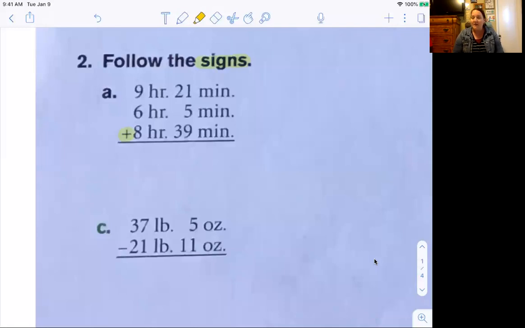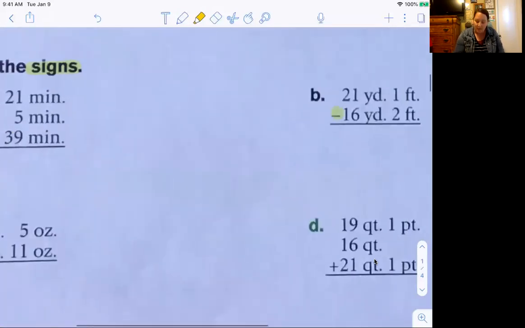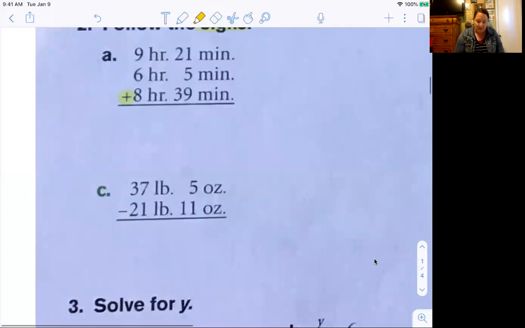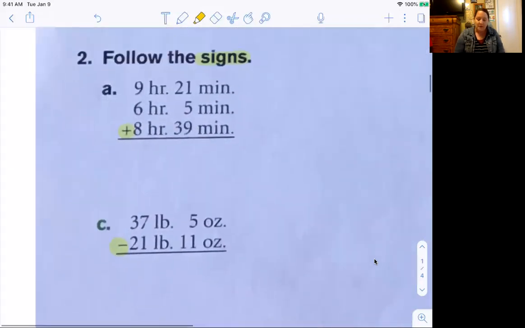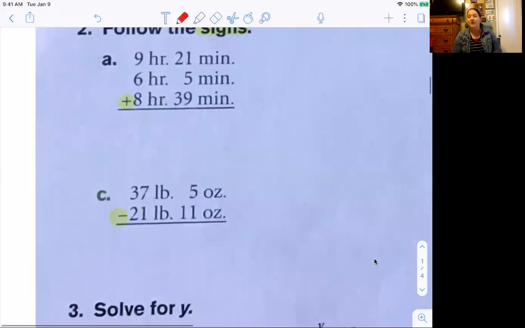On A, the sign is plus. On B is minus. C is a minus. And D is a plus. That's always good to know before you start, is what sign do they want you to work out. So number 2 says 9 hours, 21 minutes, plus 6 hours, 5 minutes, plus 8 hours, 39 minutes. We're going to add these together and then convert.